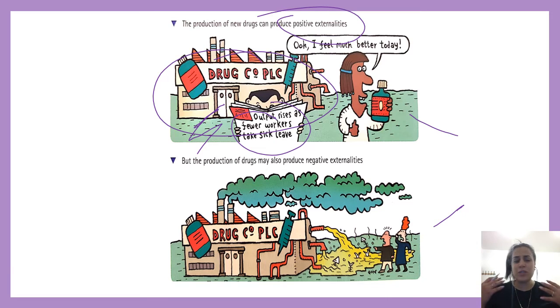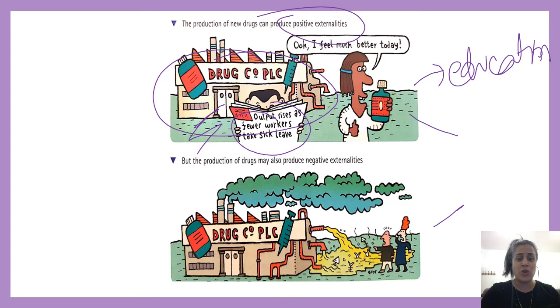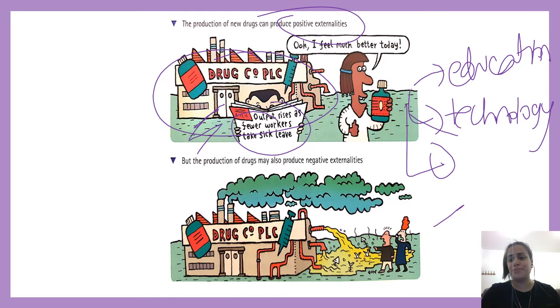I would like to give you some other examples about positive externalities. It could be education, so the level of education, or it could be the use of technology. Or it could be, for example, vaccination of the people. This would lead to a positive externality. Okay, and so it is when consuming or producing a good that causes a benefit to a third party.